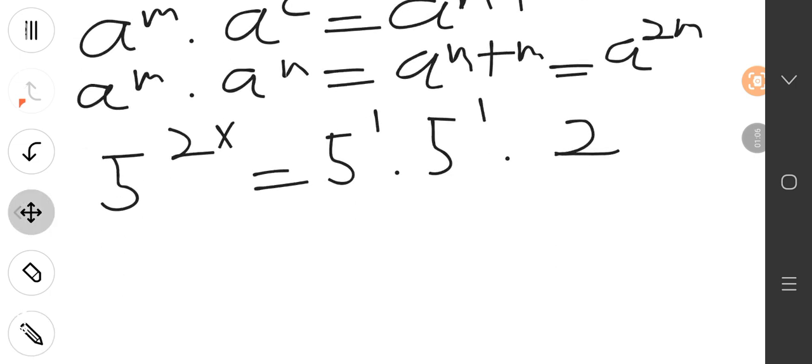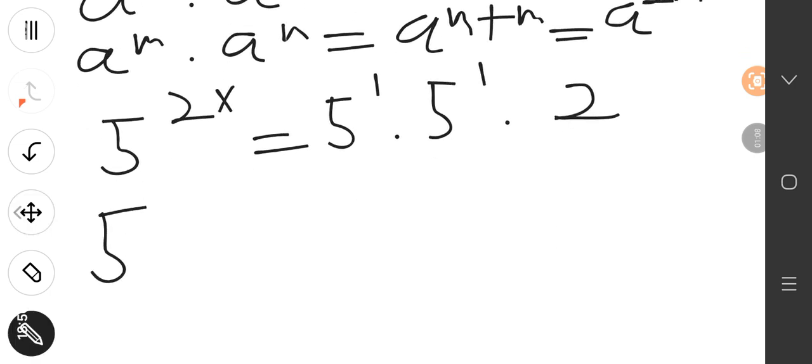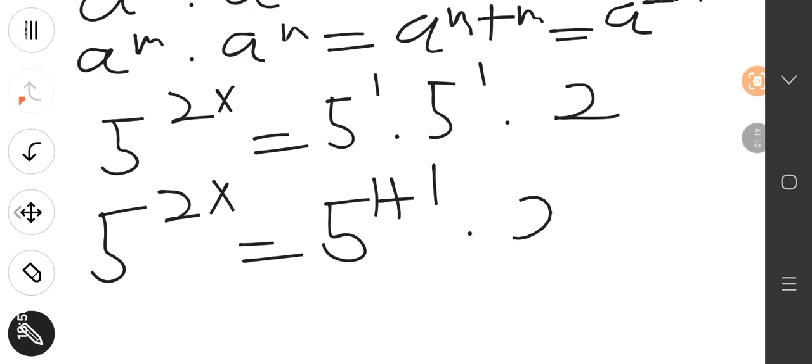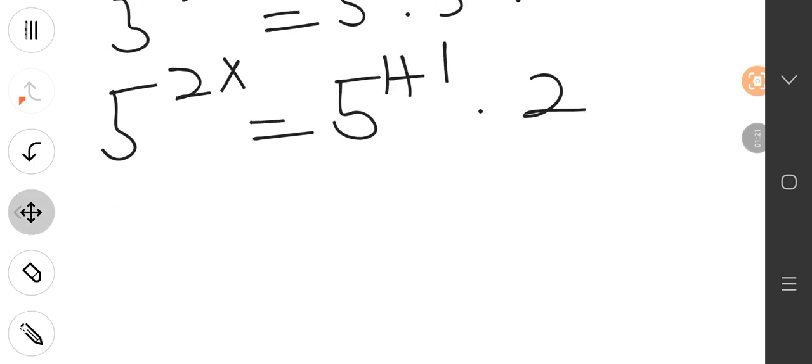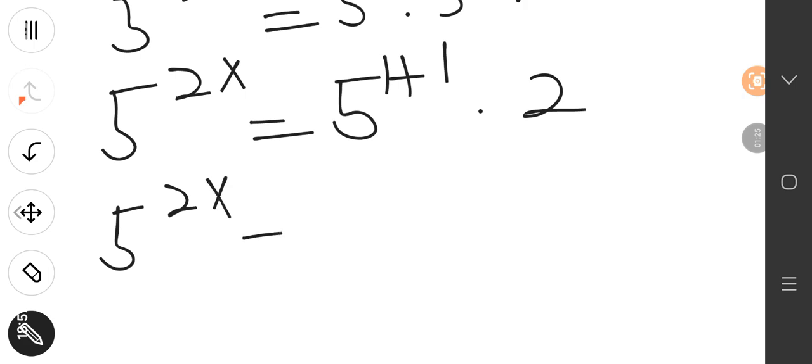So you're going to have 5^(2x) equals, now let's apply the first law of indices here. So we are going to have 5^(1+1). Our equation becomes 5^(2x) equals 5^2.